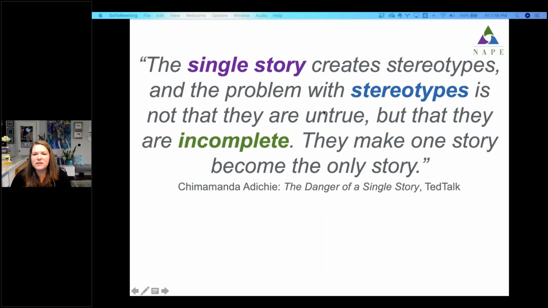And these single stories, they create stereotypes. A single story would be something that's told over and over again and that really becomes a sort of singular narrative. And so if you were with us a few months ago, we watched the TED Talk, The Danger of the Single Story by Chimamanda Adichie. And if you haven't seen it, I really encourage you to watch it.